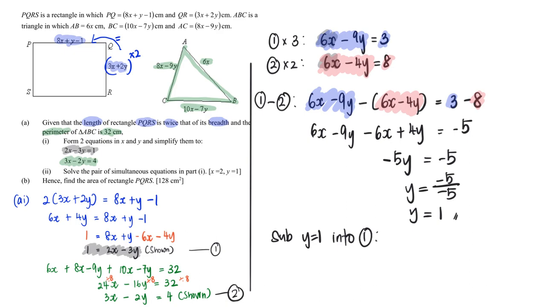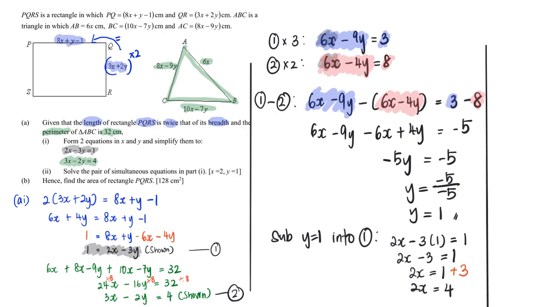So 2x minus 3y equals 1. Therefore, I will get my answer: x equals 4 divided by 2, x equals 2.